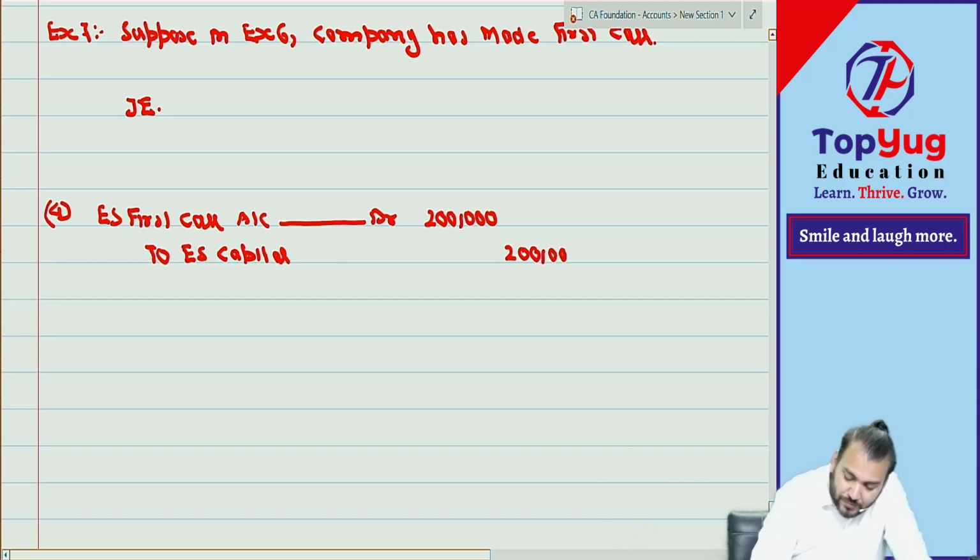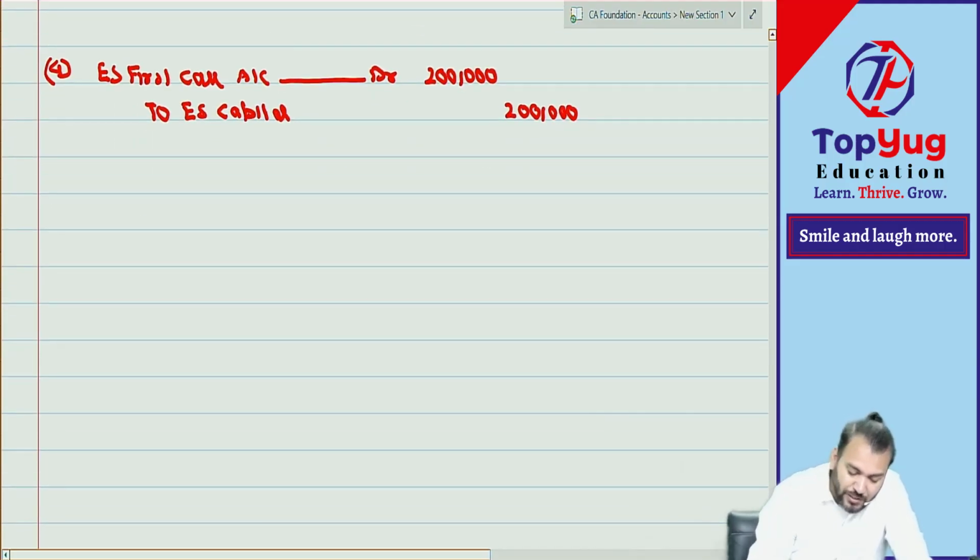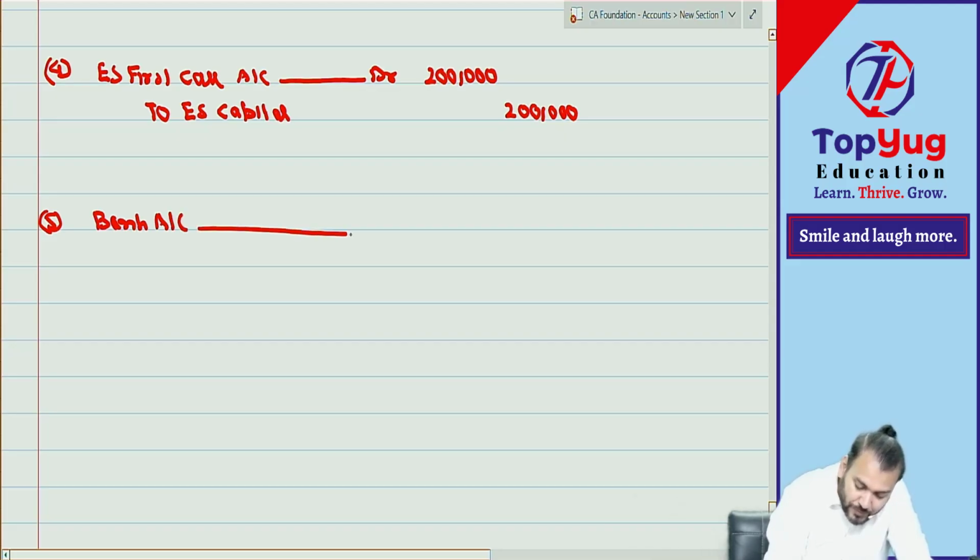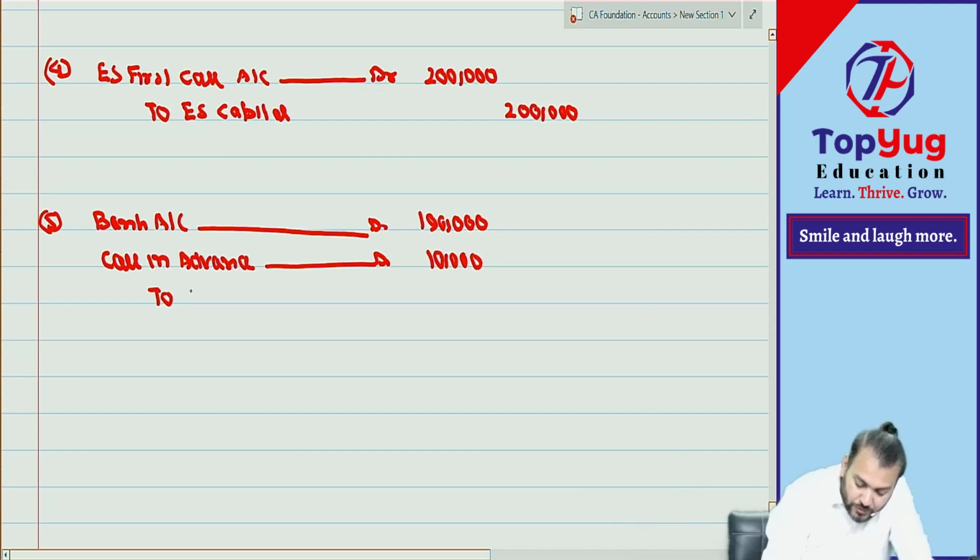2 lakh. Then now it is received. The journal entry is what? Bank account. How much did you receive? You received 1 lakh 90,000 and you will do the adjustment with what? Calls in advance. How much? 10,000 to what?